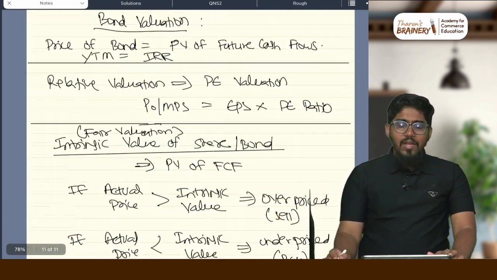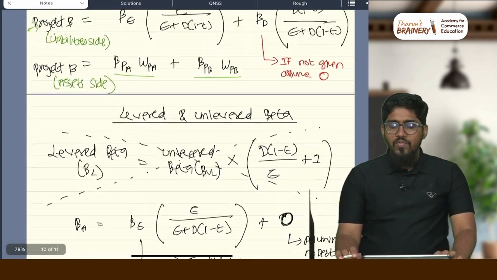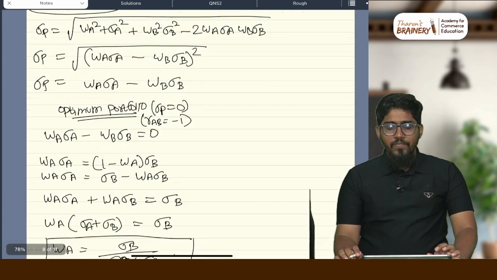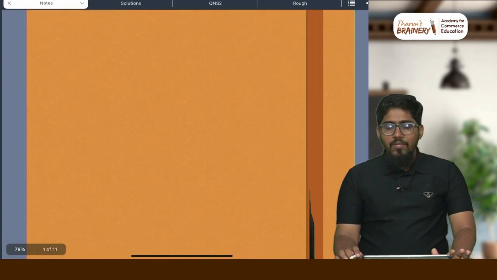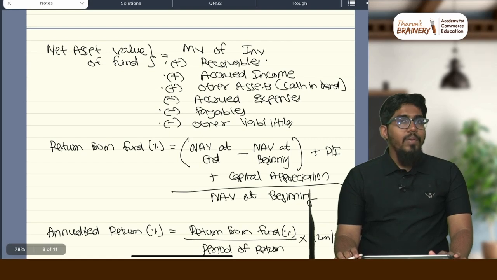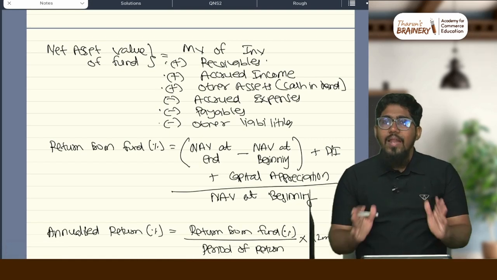Equity valuation is nothing great. Bond valuation is the present value of the future cash flows. In equity valuation, mostly the dividend growth model will be tested. With this we are 100% completing security analysis and portfolio valuation.